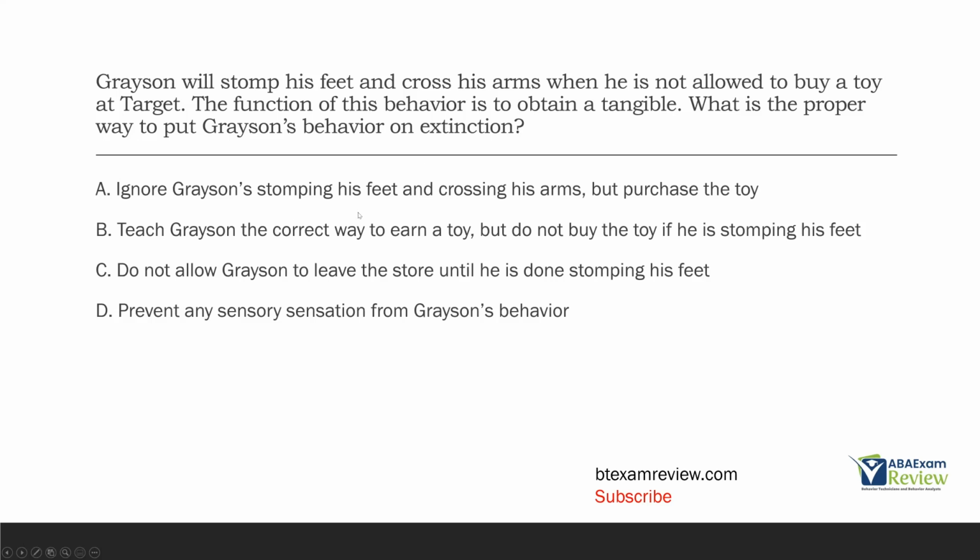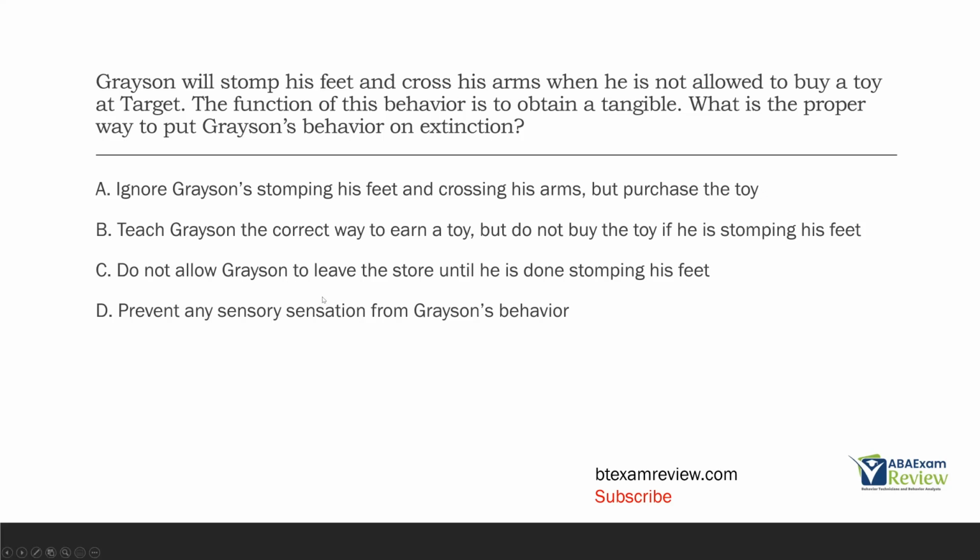A, ignore Grayson stomping his feet and crossing his arms, but purchase the toy. We are not withholding attention because Grayson is not acting to gain attention. That is not going to put the behavior on extinction. B, teach Grayson the correct way to earn a toy, but do not buy the toy if he is stomping his feet. Okay, here we go, right? He's stomping his feet to gain the toy. If we're going to put it on extinction, then he's not going to gain the toy by stomping the feet. Additionally, B is also teaching a replacement behavior. And while teaching a replacement behavior is not part of the extinction definition, it is part of a good extinction package. B looks great. Let's read all of our answer choices.